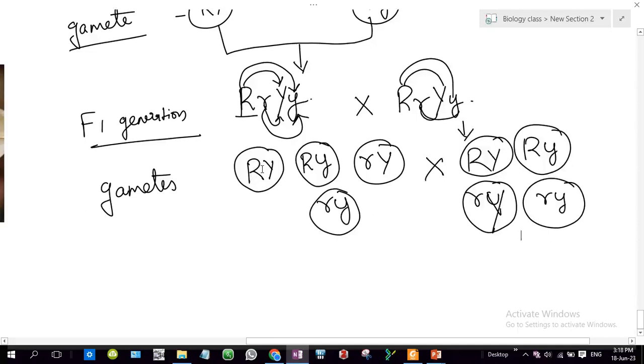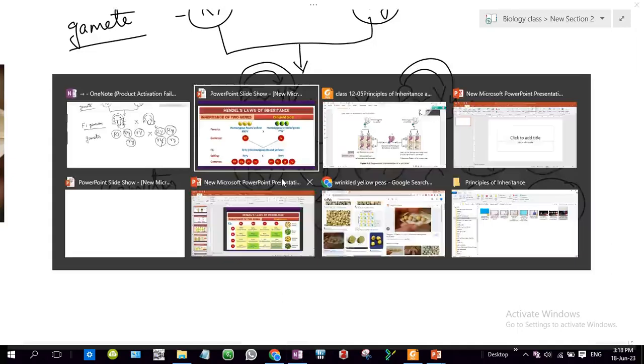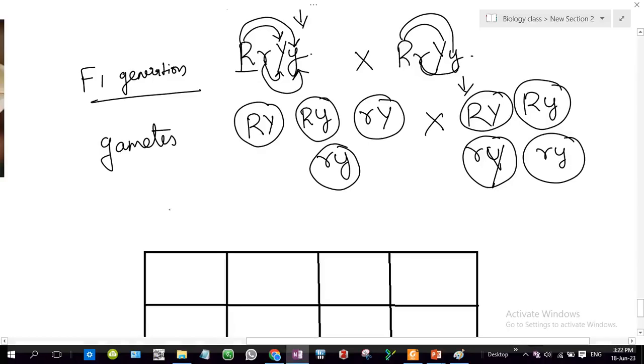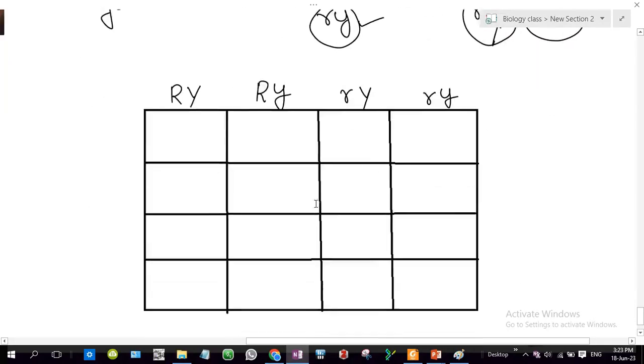So after this step, it is very simple. The next thing, the Punnett square, is very simple. Let's see the Punnett square, how it is done here. The first gamete, we are going to write capital R and capital Y. Okay, capital R and small y, small r, capital Y, and small r, small y. In the same way, the second parent's gametes we are going to represent here: capital R, capital Y, capital R, small y, small r, capital Y, small r, small y.